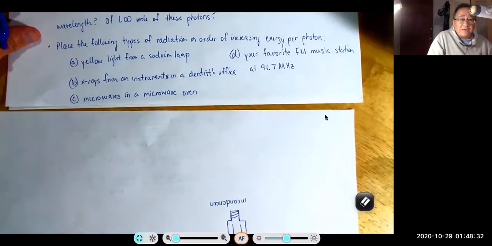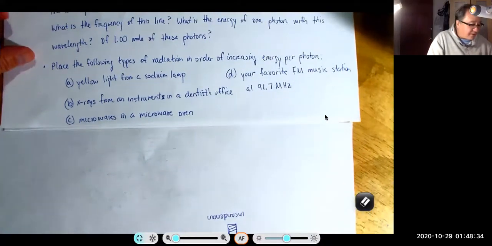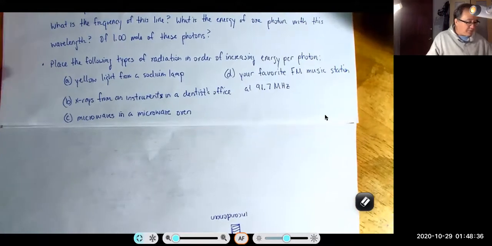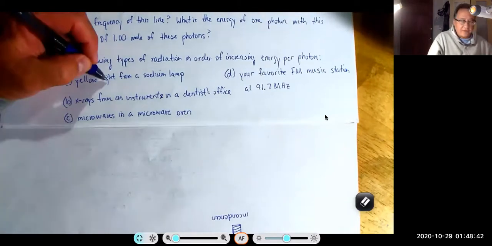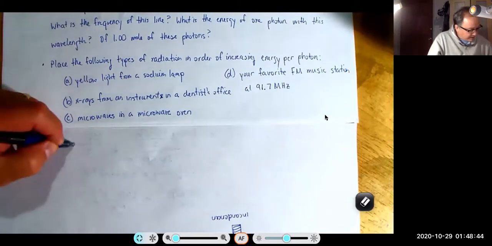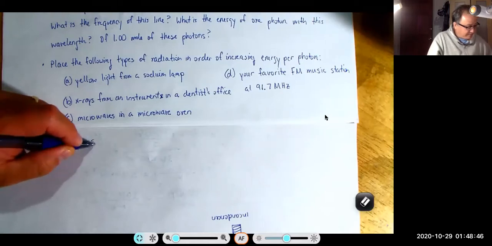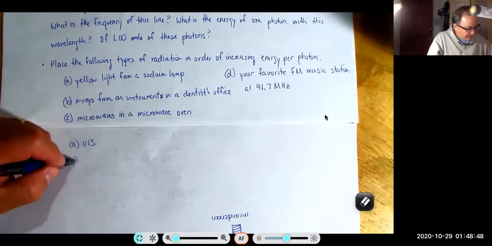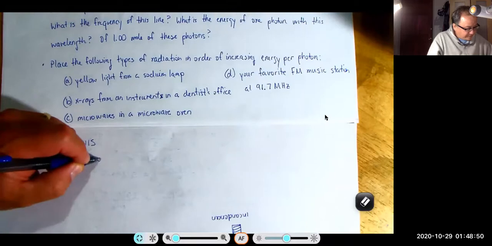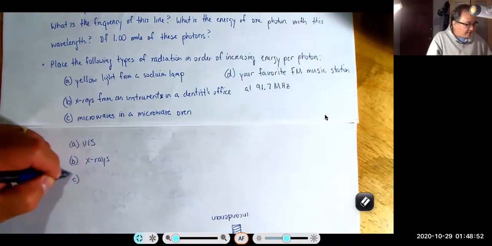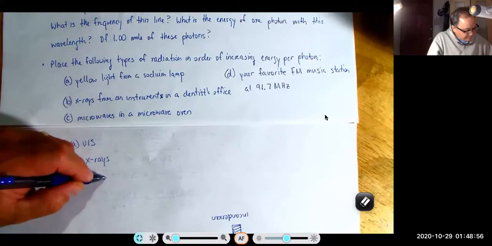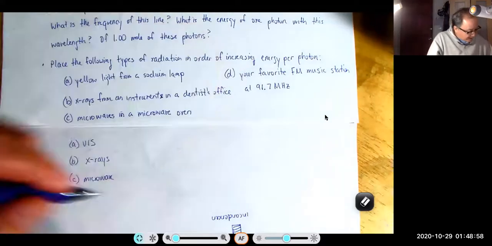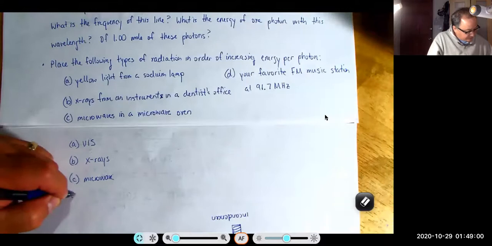Place the following types of radiation in order of increasing energy per photon. Okay, so we have A, yellow light from a sodium lamp, so A is visible light. B, we have X-rays. C, we have microwaves. And D, we have radio waves.